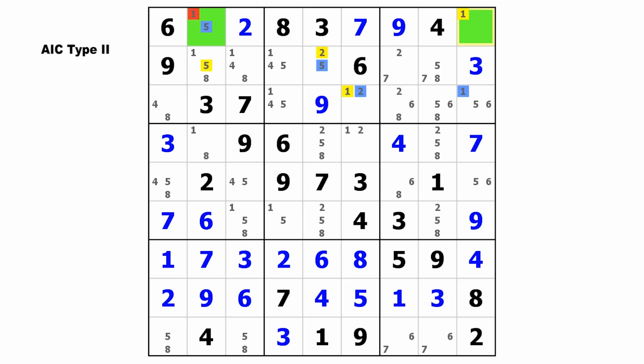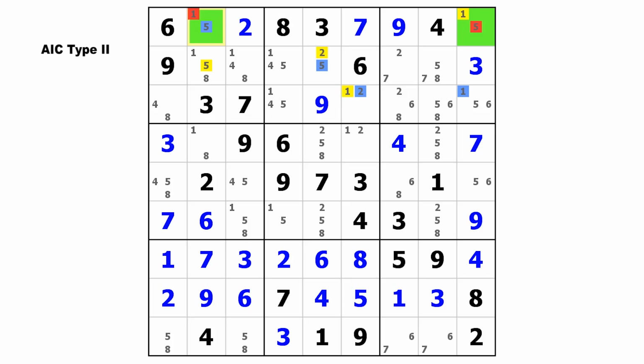But let's go back. Now we could go through the logic again starting on this 1, but we don't really need to do that because as soon as we know this cell is a 1, we know this other cell must be a 5. That's the only way it can be with a naked pair.